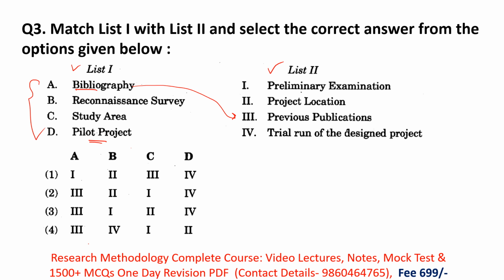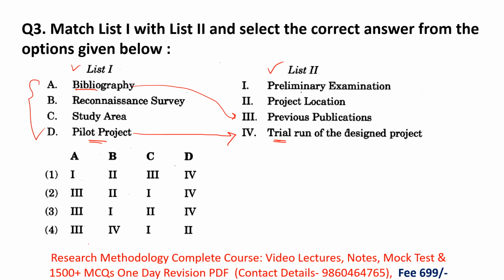Next, pilot project. Pilot project means where you do trials. What do you do in a pilot project? Researchers try again and again whether this study is feasible or not. They perform a study on a small scale and find out whether this study is feasible, whether it is working or not. That means a pilot project is the trial run of the design project. You try again and again. So remember, in a pilot project you do trials.